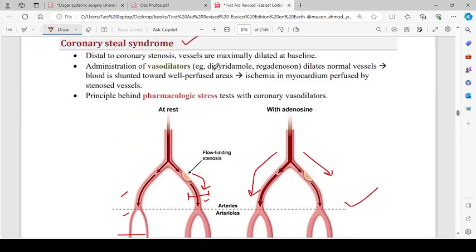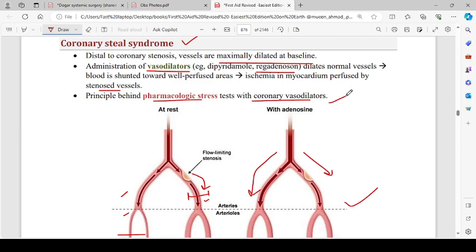Distal to the coronary stenosis, vessels are maximally dilated at baseline. Administration of vasodilators, for example dipyridamole, regadenoson, dilates the normal vessels. Blood is shunted towards the well-perfused area. Ischemia in the myocardium perfused by the stenosed vessels. This is the principle behind the pharmacologic stress test with coronary vasodilators.